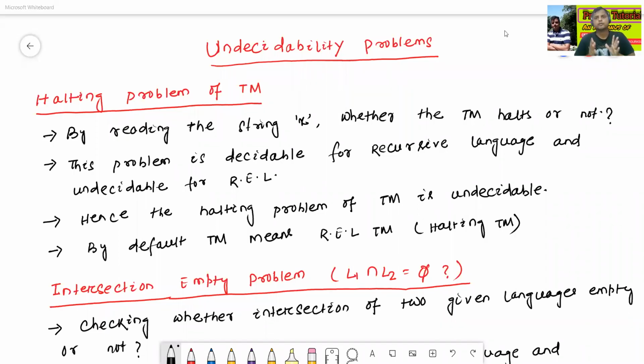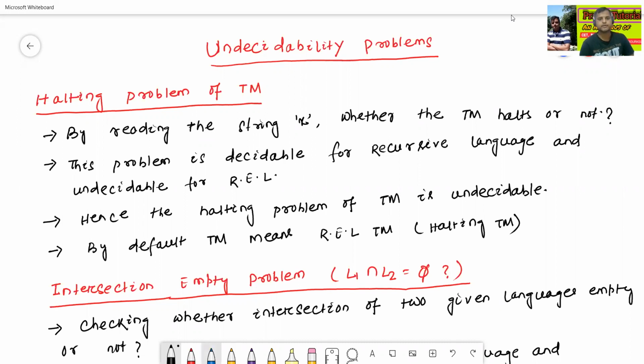Hello all, I am Dr. Prabhas Sanjanwal. In today's class, we'll discuss some undecidability problems. There are a lot of undecidability problems. Now we'll discuss what the meanings of undecidability problems are and which problems are called undecidable.